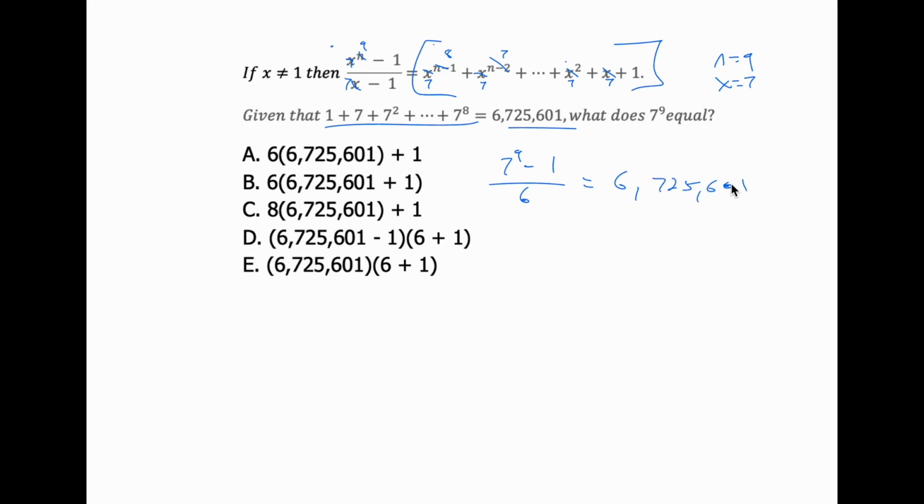6,725,601, right? And now it's literally just basic algebra. So now we have to multiply both sides by 6 to clear that out, right? That'll cancel there, and you'll get this times 6 over here. And then we have 7 to the 9th minus 1. So now we're going to add 1 to both sides. Let me just rewrite it. 7 to the 9th minus 1 equals 6 times 6,725,601. Right, now just add 1 to both sides. Bring that over here. That's going to get rid of that. And that's it. So 7 to the 9th equals basically choice A, right?